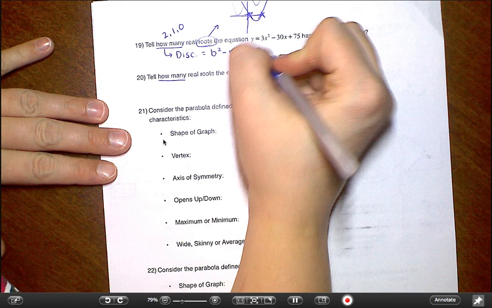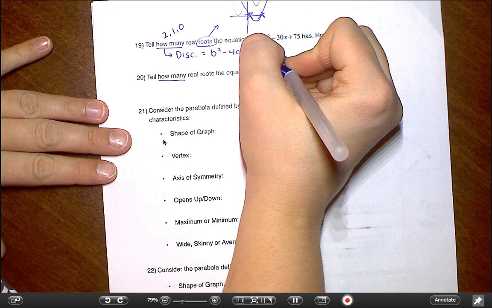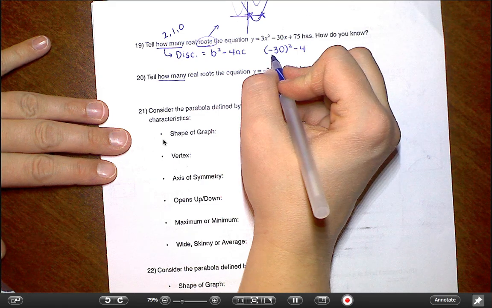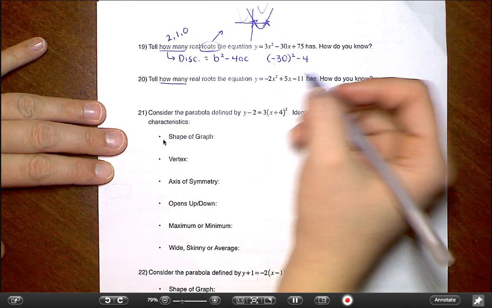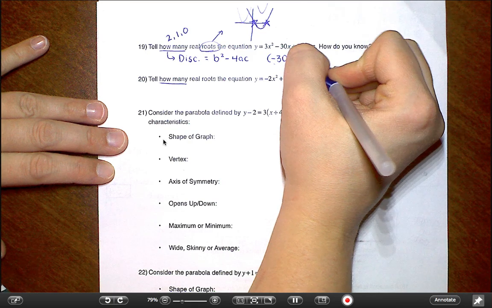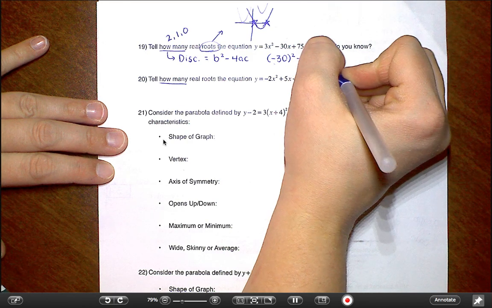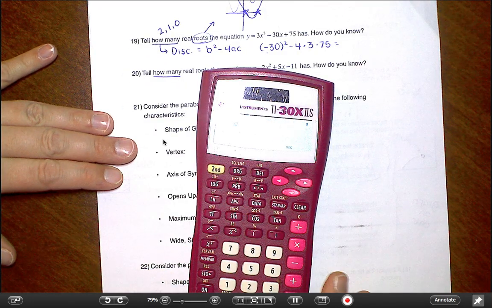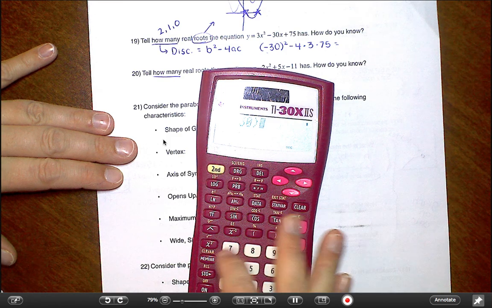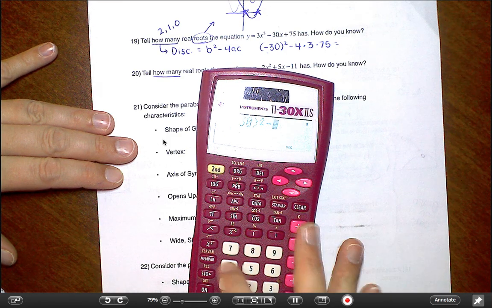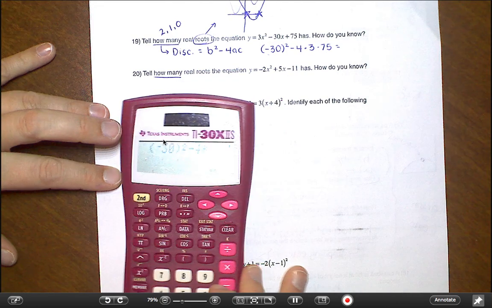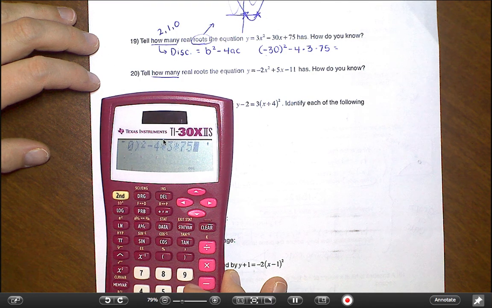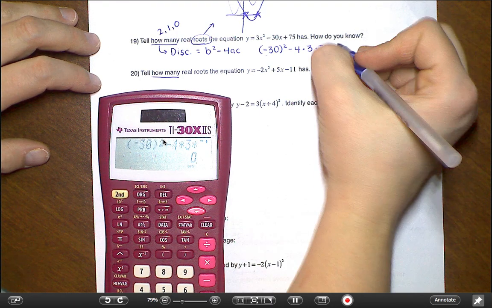So I'm going to do b squared, that'd be negative 30 squared. Please make sure you put that in parentheses. That's a negative number being squared, so it has to be in parentheses. Minus 4 times 3 times 75. In my calculator, I'm typing in negative 30 squared minus 4 times 3 times 75, just like that. Enter, and I get 0.